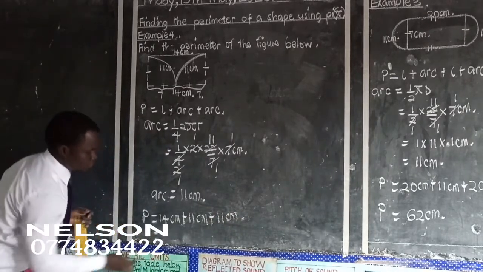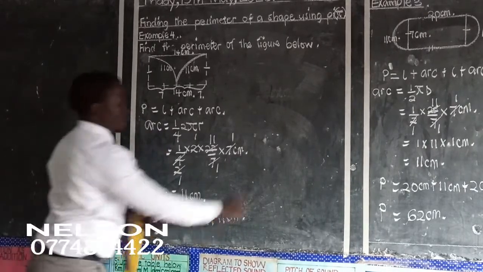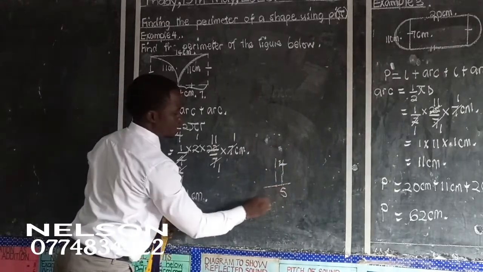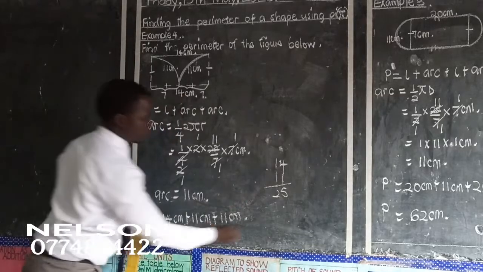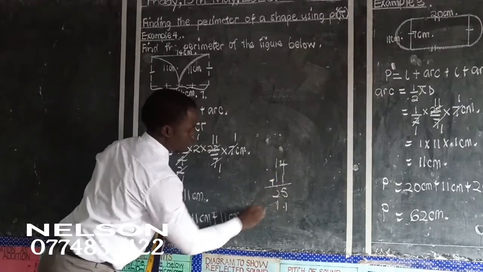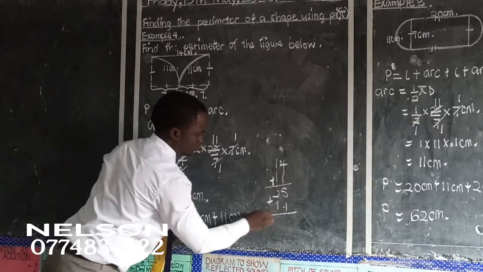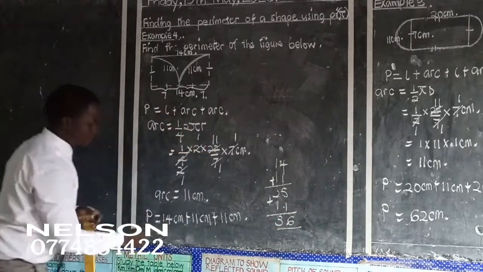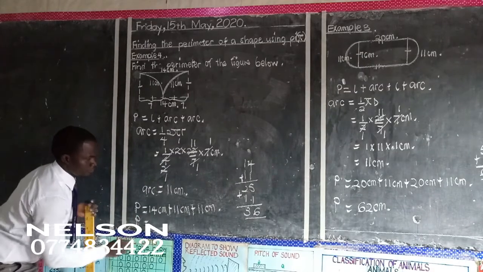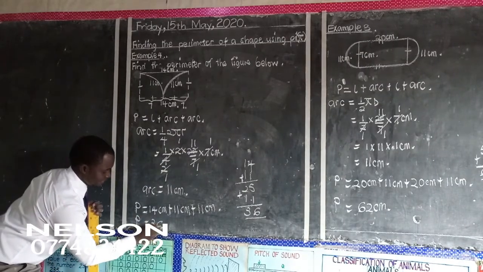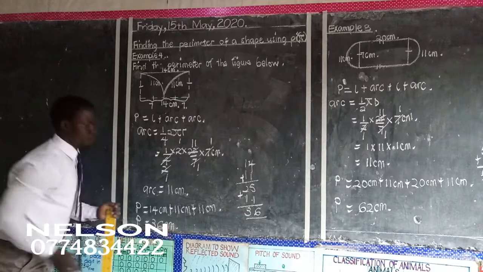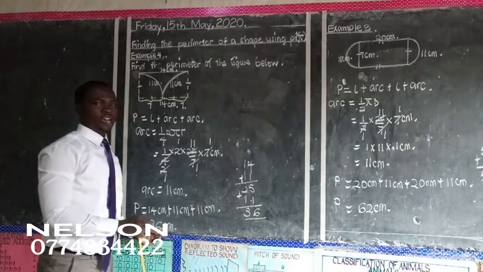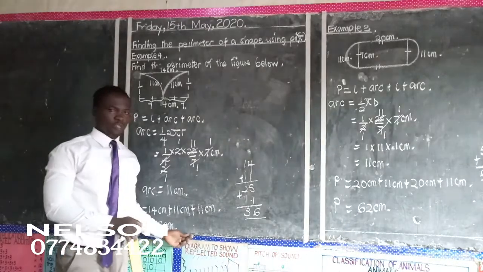So perimeter equals 14 plus 11, we shall have here 5, here 2, plus 11, we shall have here 6, then here 3. So perimeter equals 36 centimeters. So class, this will be our last example for today.